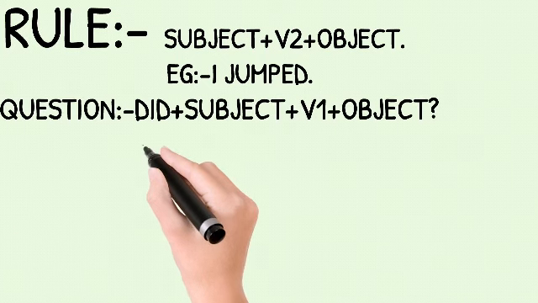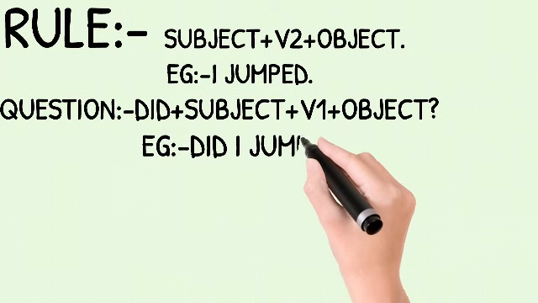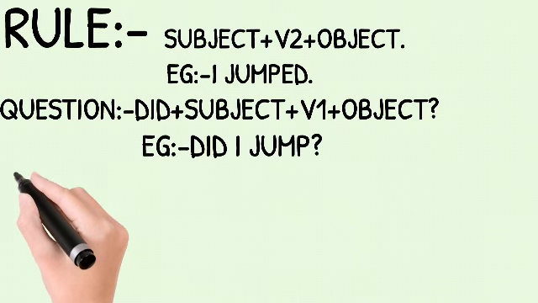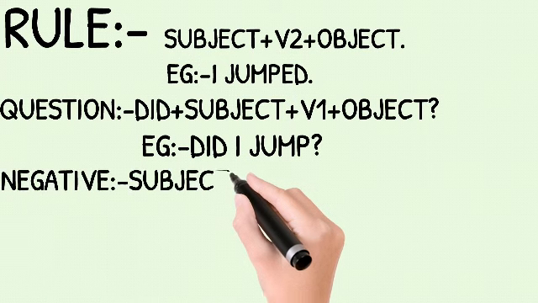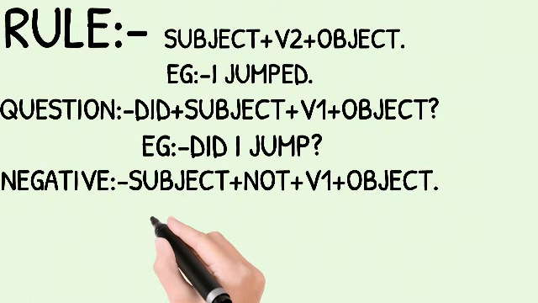Now for the question formation: did plus subject plus V1 plus object. Did has been used, so it has already denoted the past event, so V1 will be used, not V2. If you use V2 with did, it will be meaningless, and the question mark is a must. No question mark, no meaning. Okay. Now looking at the example, did I jump? Jump, I haven't used jumped in it. Jump and the question mark. These 2 points make it very clear: V1 and the question mark.